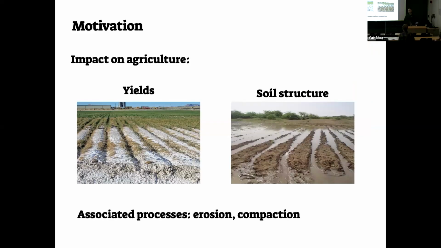Soil salinization impacts agriculture in two ways mainly. One is directly affecting crop yields, and the other one is through changes in soil structure. So I will be focusing mainly on the changes in soil structure and not on yields. And other processes associated with soil salinization are erosion and soil compaction.